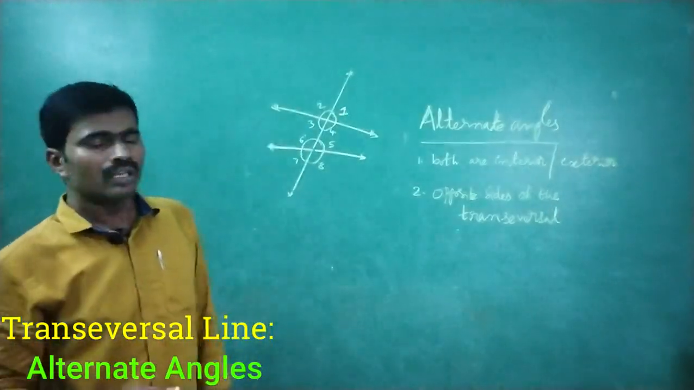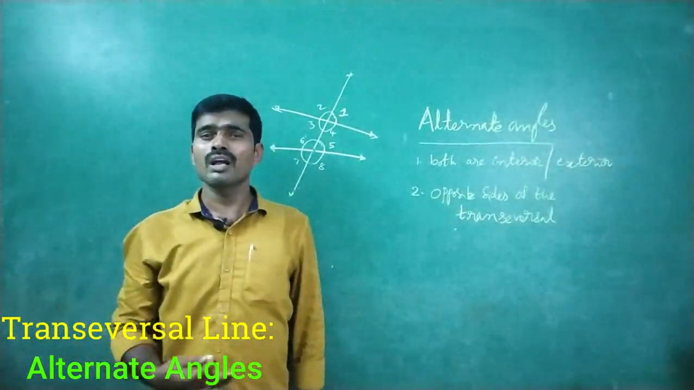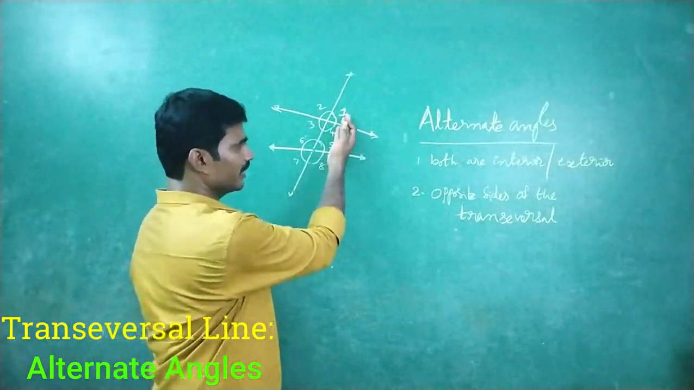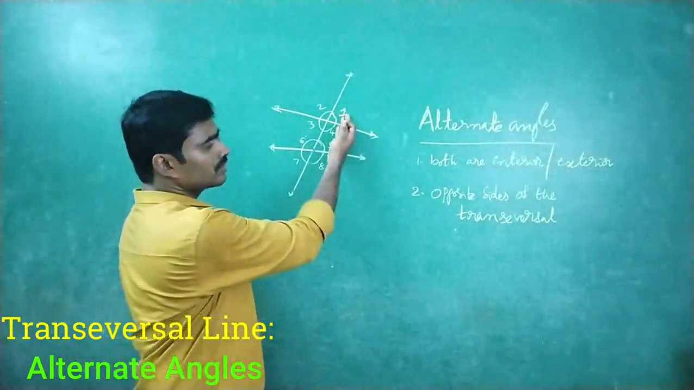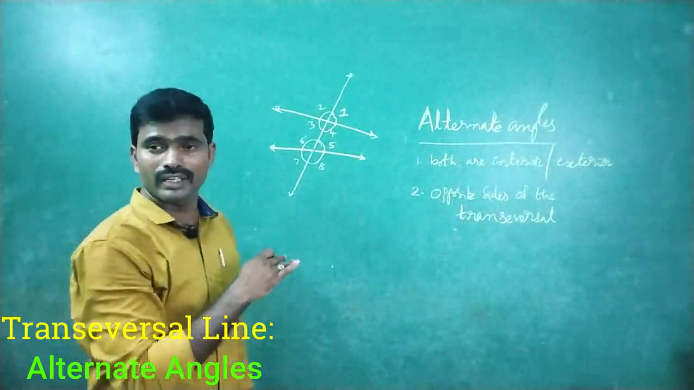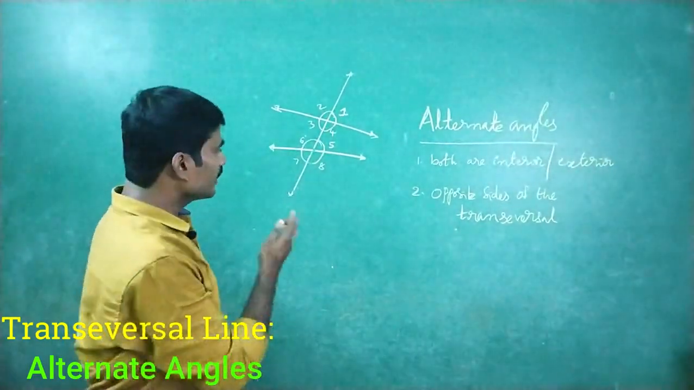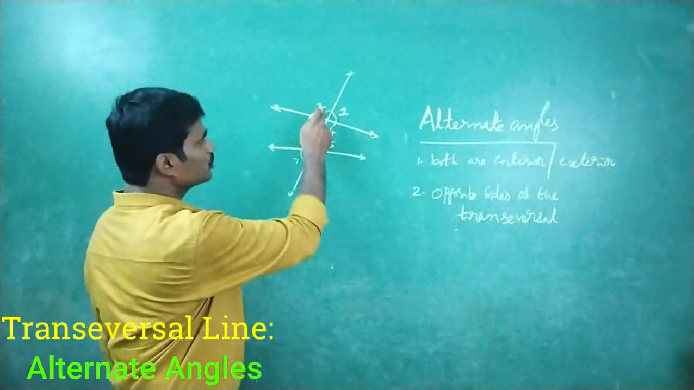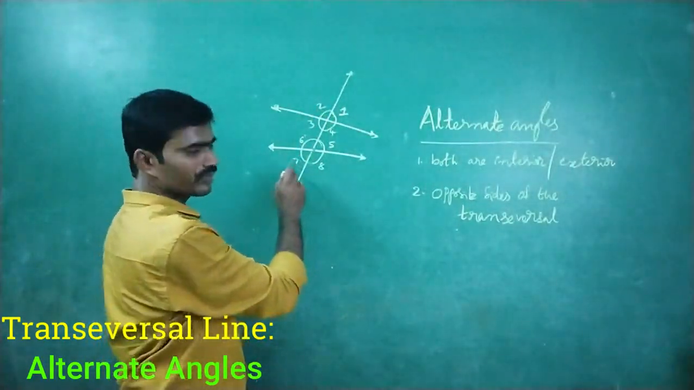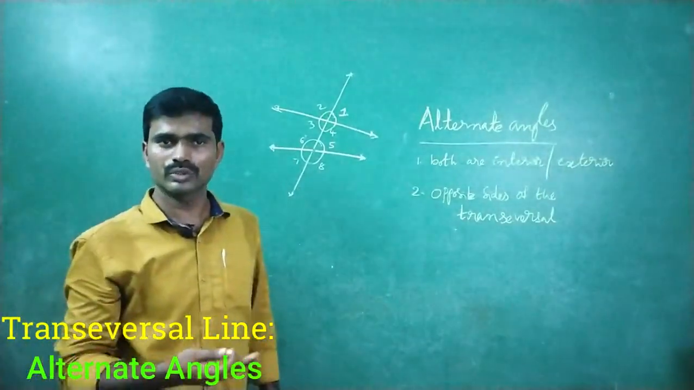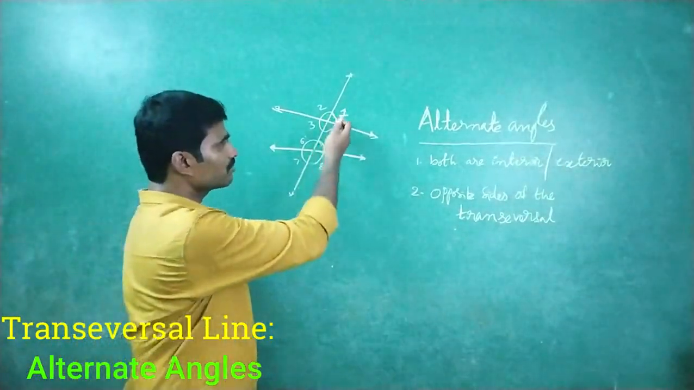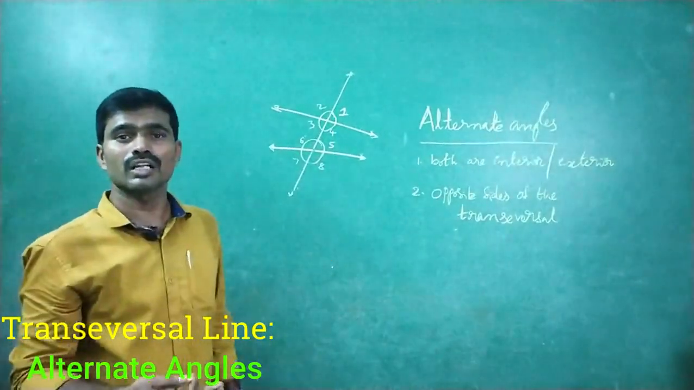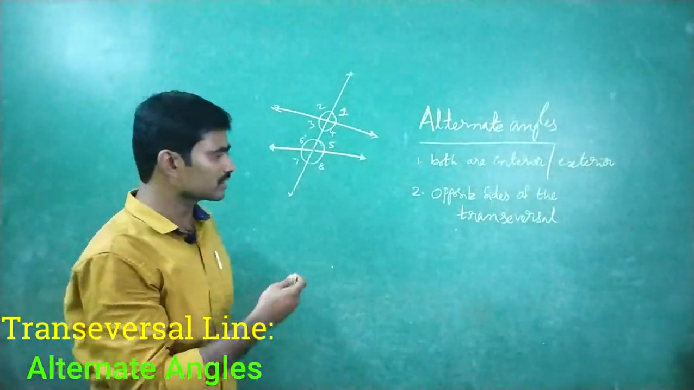So both angles should be on opposite sides of the transversal, one on the right hand side and the next alternate exterior angle on the left hand side. So 2 and 7 are the possibilities of alternate exterior angle. So this also does not fulfill the alternate exterior angle condition.